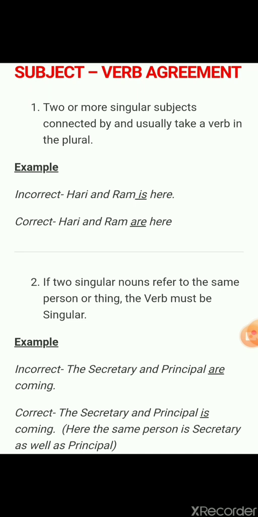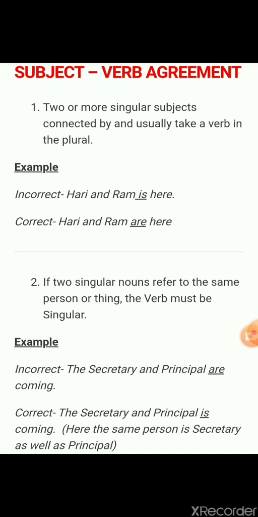What they want to see: two or more singular subjects connected by 'and' usually take a verb in the plural. So the example here: Hari and Ram is here, incorrect. Hari and Ram are here. Now Hari and Ram means both are different individuals, two persons, not the same one. Okay, Hari and Hari, then it is considered differently. But Hari and Ram, both being different individuals, different personalities, 'are' will come definitely.